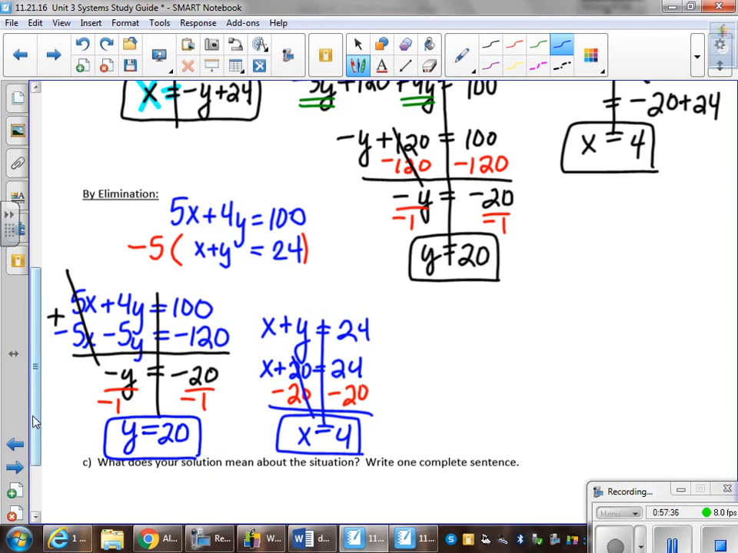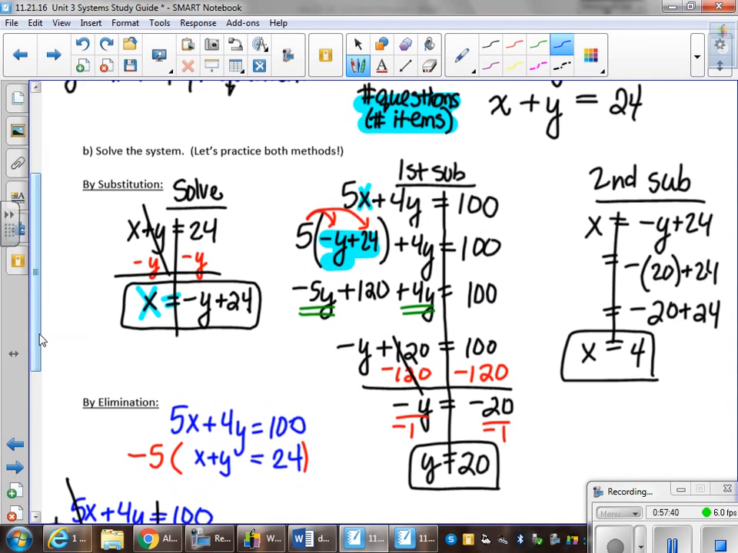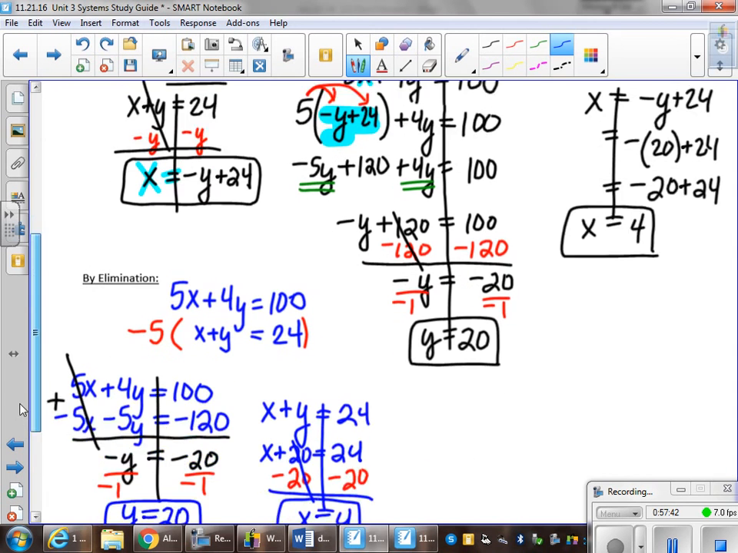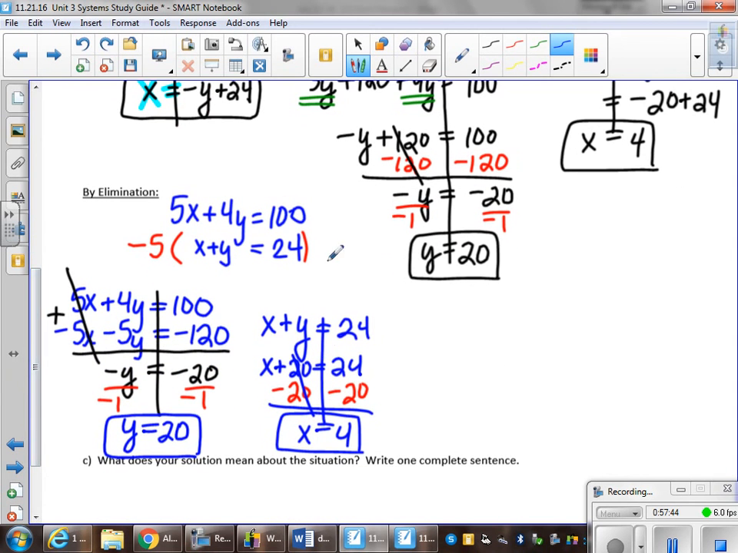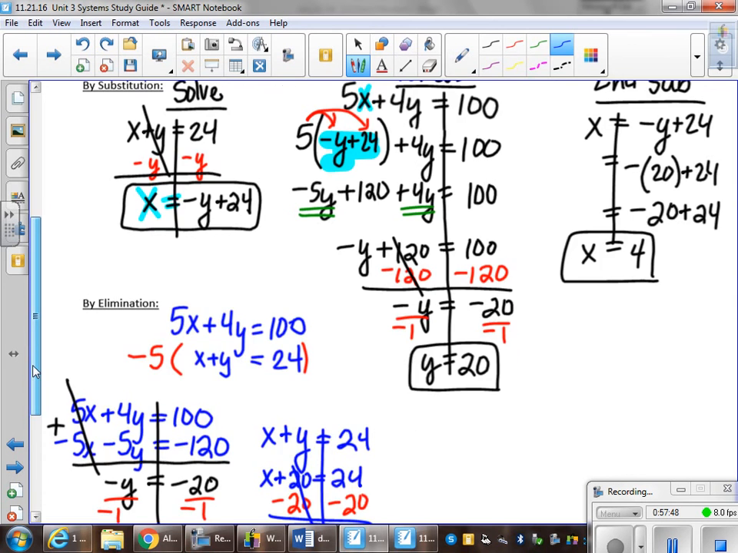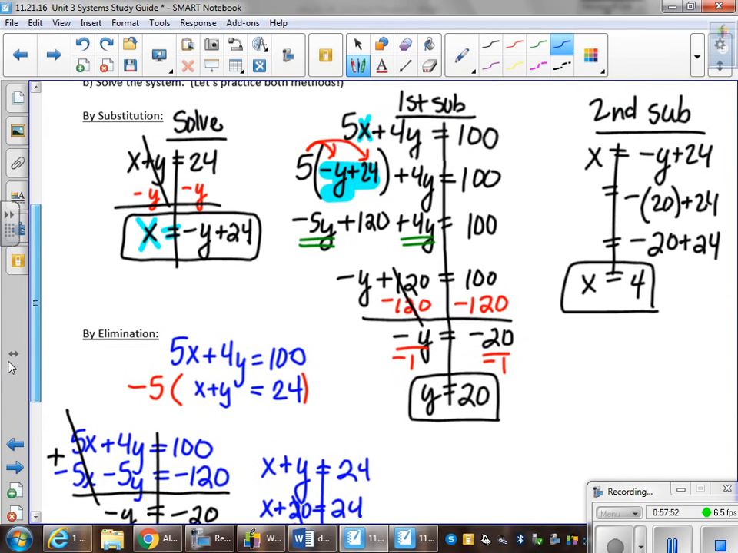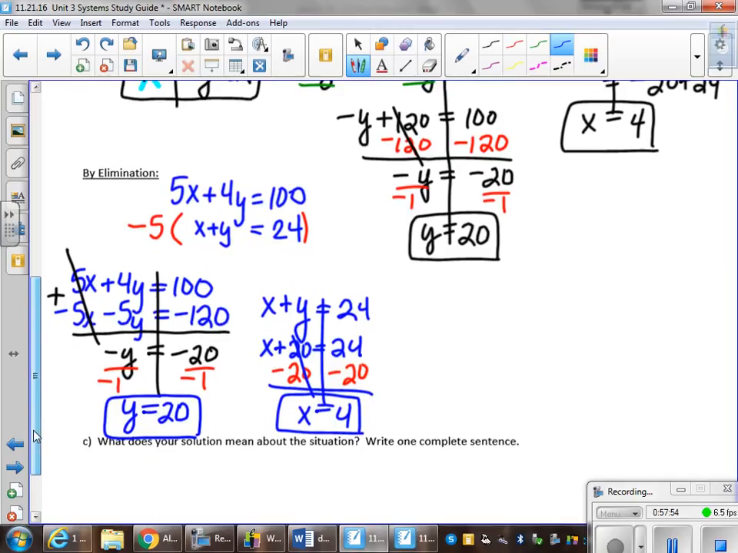Look how much shorter elimination was. I mean, substitution is great. Love it. But when we have a standard form system, I would say this was more direct. On a test, if I didn't tell you which one and you chose to go substitution, no problem. Mathematically, 100% good to go. Make your choice. Part C, what does your solution mean?